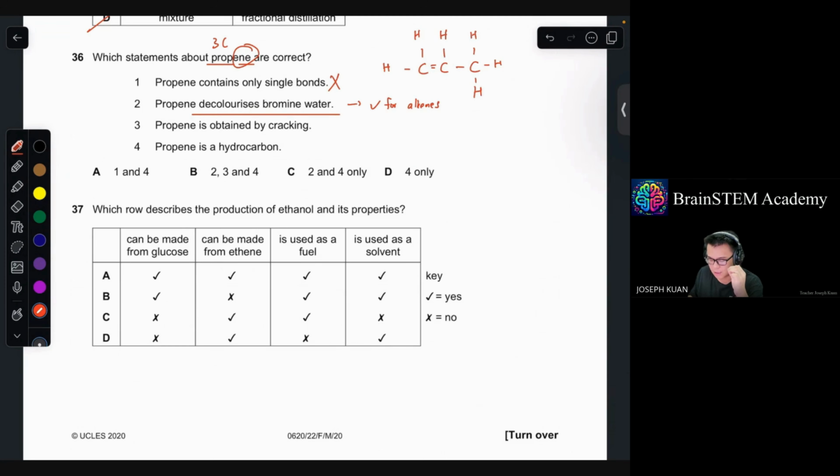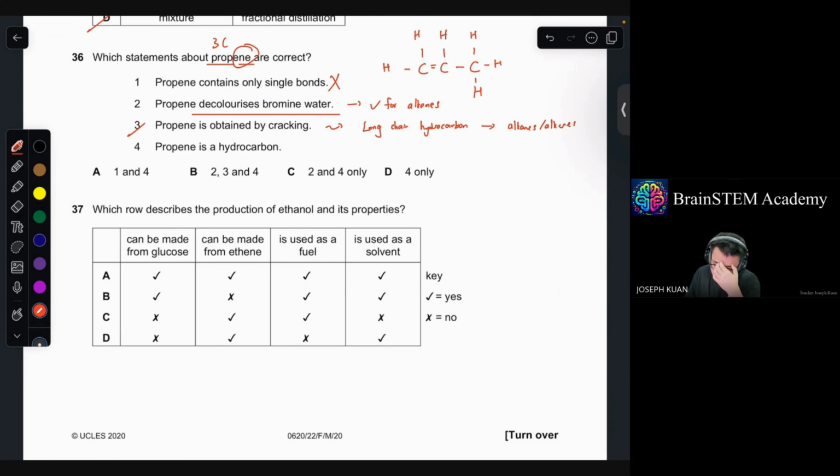3. Propene is obtained by cracking. You can technically get smaller hydrocarbons from cracking. So 3 is still correct. Cracking refers to long chain hydrocarbons, usually alkanes, being broken down into smaller chain alkanes and alkenes.